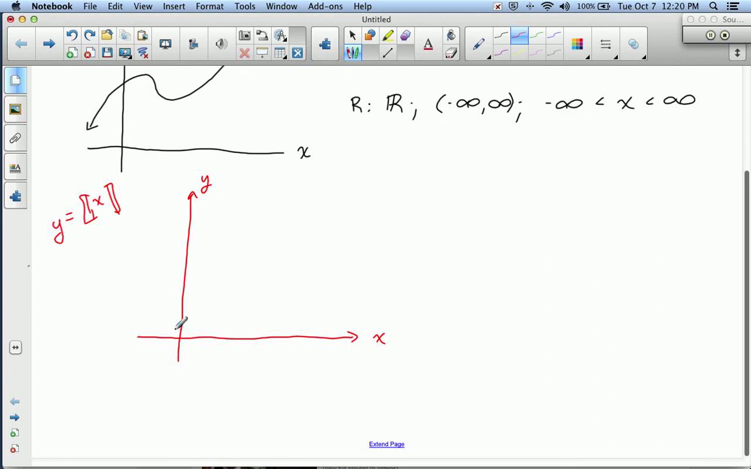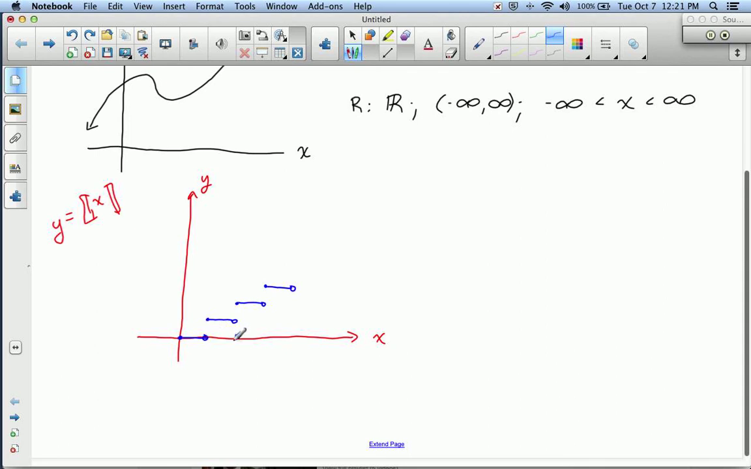So if I look at the greatest integer function, it's going to look like this. I put 0 in. So it's going to be what's called a step function. Okay, so it looks like a series of steps, and it continues on in both directions, like this.